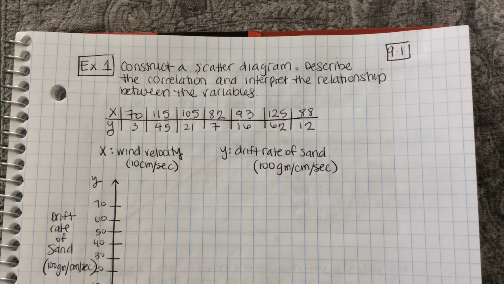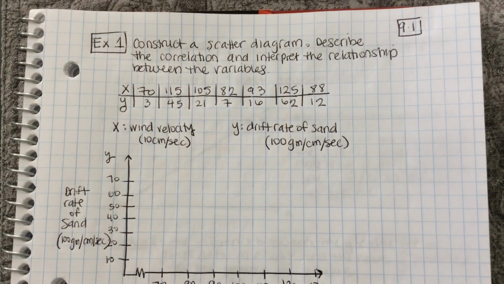So let's try an example together. Here we want to construct a scatter diagram, describe the correlation, and interpret the relationship between the variables. So in this table, x is representing wind velocity in 10 centimeters per second. Y is representing the drift rate of sand. Okay, so we need to plot these points.